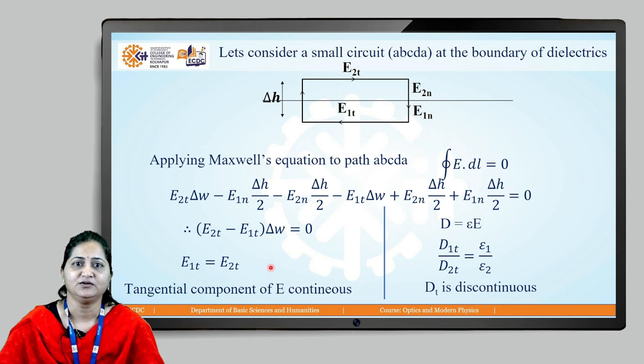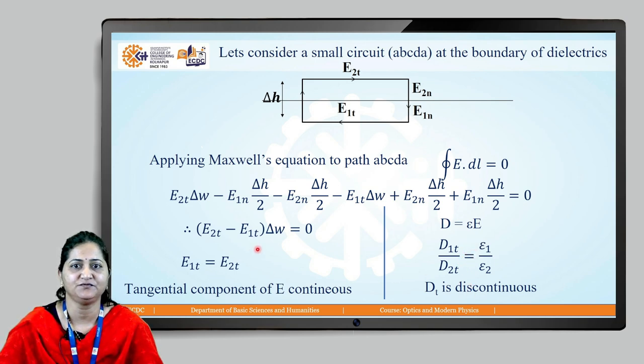Now we know this particular equation for displacement vector, D is equal to epsilon into E, since epsilon is the permittivity of that particular material. So if we use D equal to epsilon E, we can write this particular equation as D1t upon D2t equal to epsilon 1 upon epsilon 2.